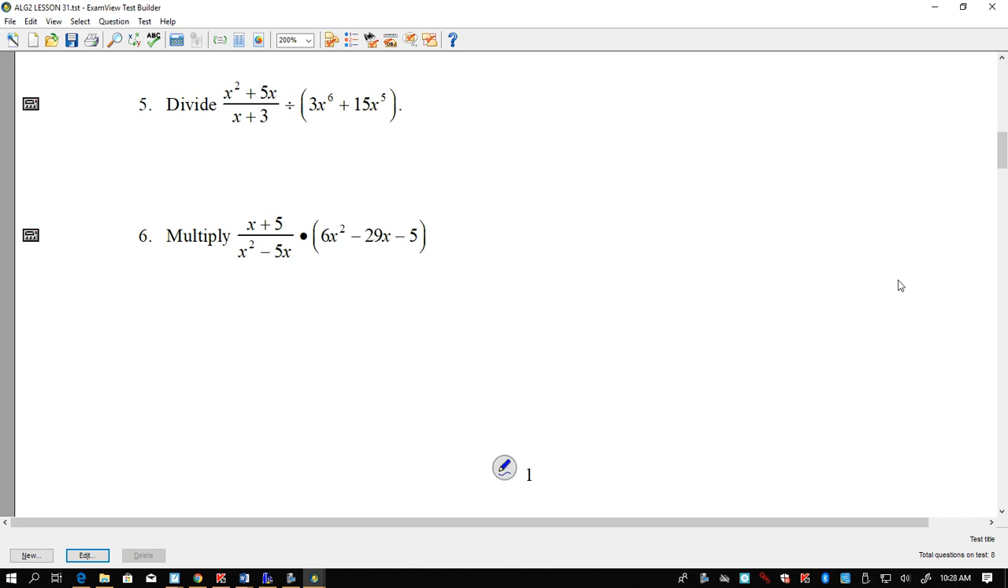So x times 6x is 6x squared. Negative 5 times positive 6x is negative 30x. Plus 1x is going to give me negative 29x. So that all seems to work out, right? All right, so now we're looking at what things cancel. X plus 5 doesn't. Really only x minus 5 cancels out. Okay, so that leaves me with just an x in the denominator, right?